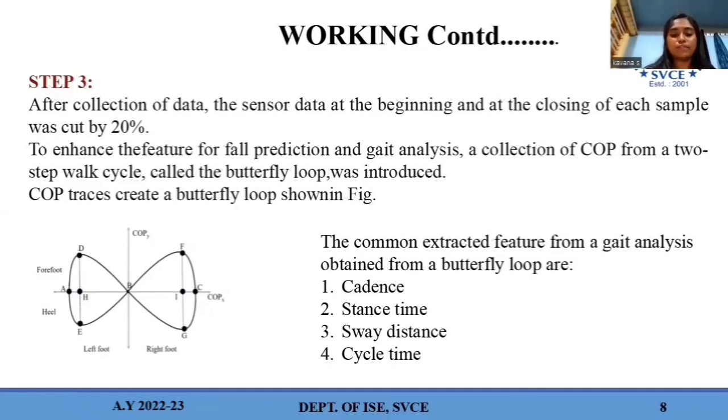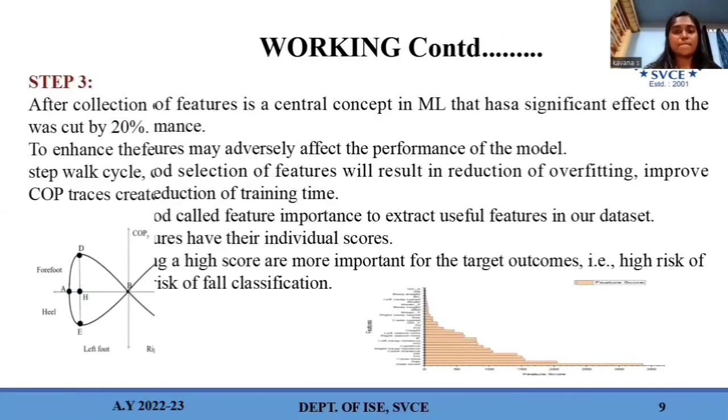The graph below shows the features and their corresponding scores. It is worth noting that these butterfly features have been used for gait analysis, but to the best of our knowledge, they have not yet been used for fall risk prediction. The additional features extracted from the butterfly loop for fall risk prediction are presented.